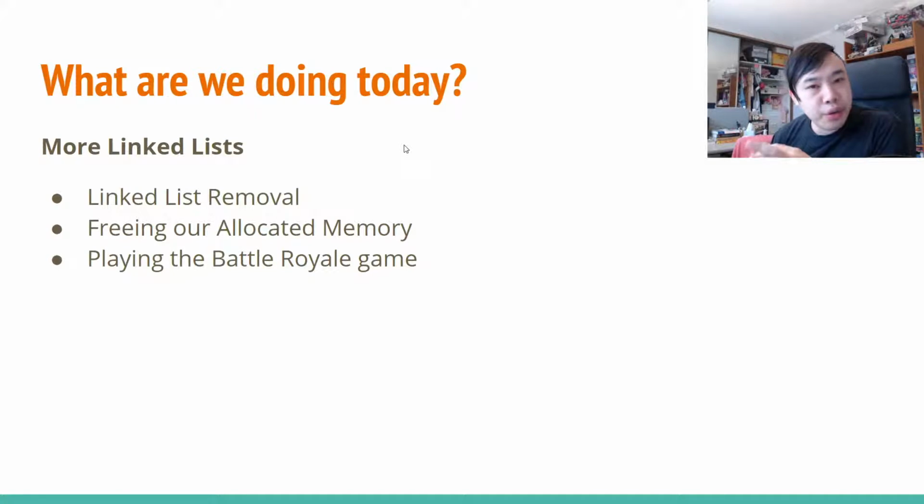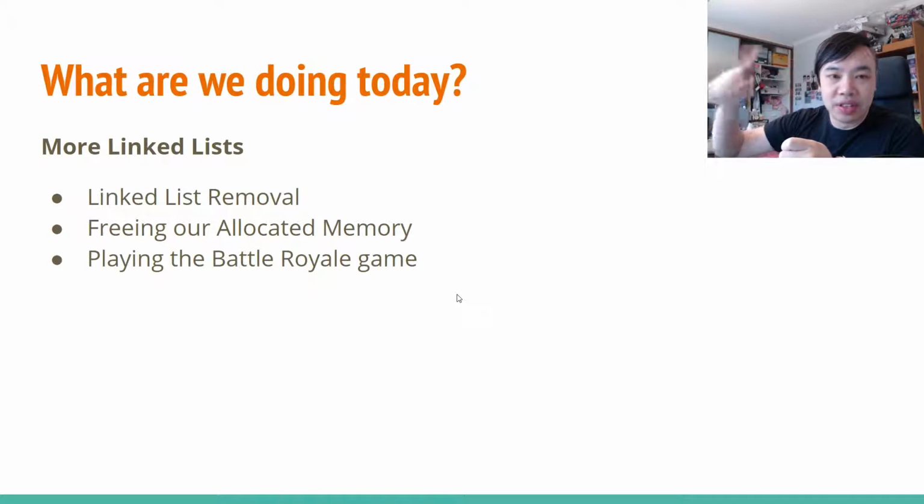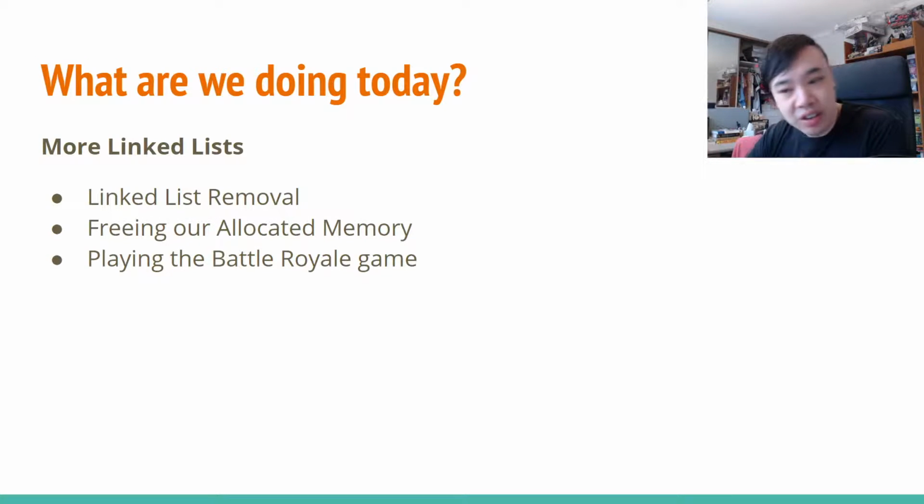We're going to look at how to remove something from a linked list, and this isn't just for the Battle Royale, this is generically how we remove something from a linked list, and how we free memory. And then we're going to look at actually playing this game. So we're going to look at a sequence of things that you can do to remove people from the list one at a time, and then end when there's only one player remaining.